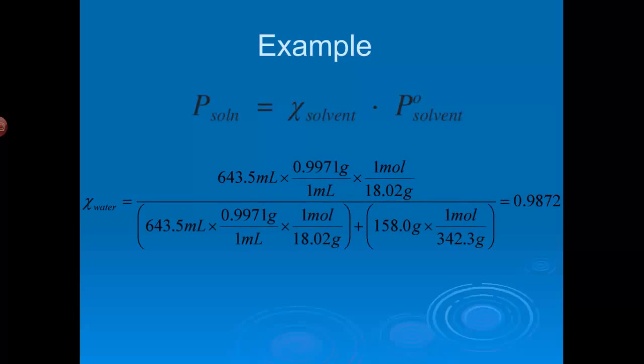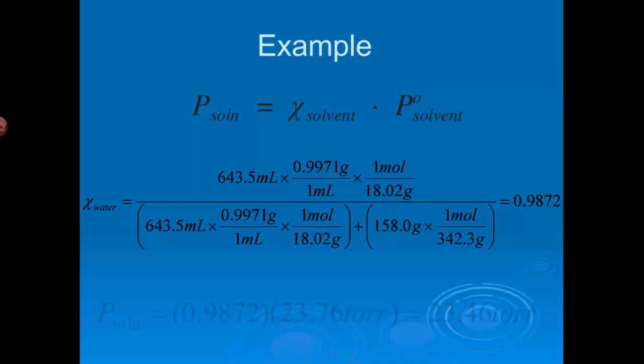First thing we want is the mole fraction of the solvent, water. So the first thing we need is the number of moles of water. Well, we have the volume, 643.5 milliliters, and we have the density, which will give us the mass. Then we can divide that by molar mass to get the number of moles of water. That same value goes down below, but then we need the moles of sucrose as well. That's 158 grams of sucrose divided by its molar mass, 342.3. Add those together, do the division, and you get a mole fraction of 0.9872.